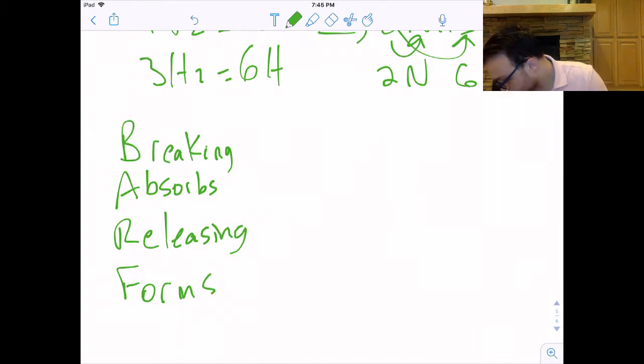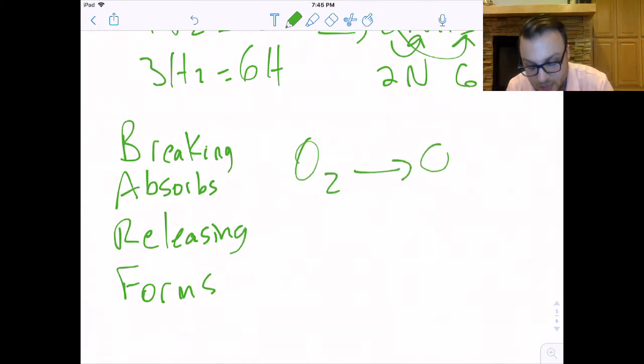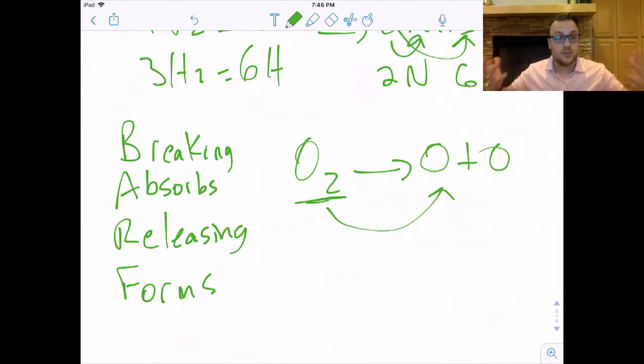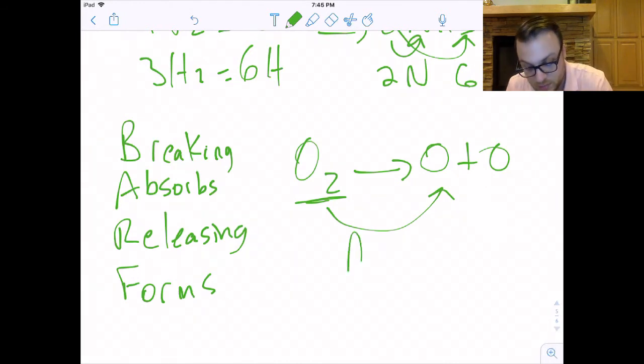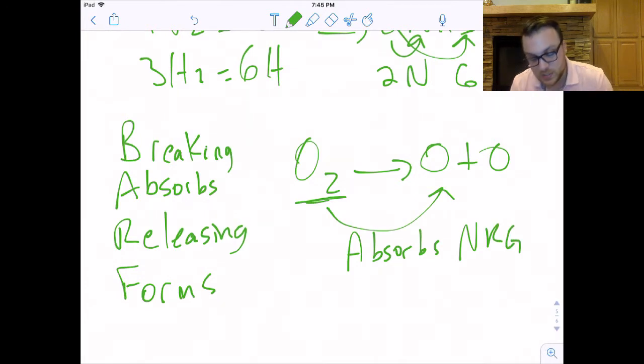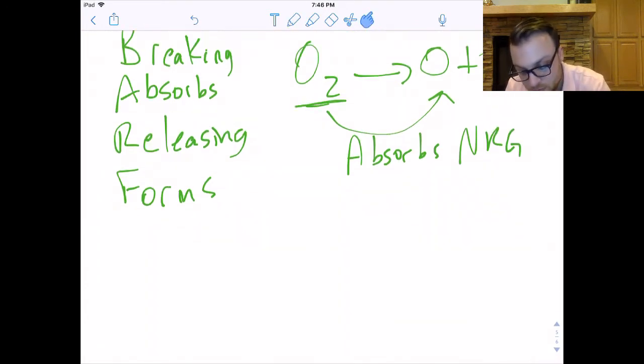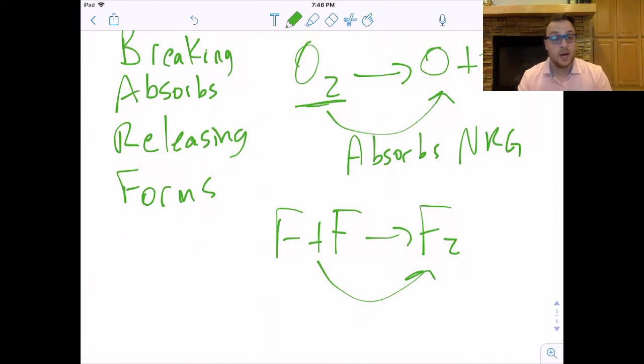So, if we look at O2 breaking down into 2 O's, this bond here is being broken into 2 separate O's. So this absorbs energy. Versus if we look at something in reverse, let's say the 2 F's react to form F2. Well, here we made a bond. Those 2 F's combined to form F2. So this is releasing energy.